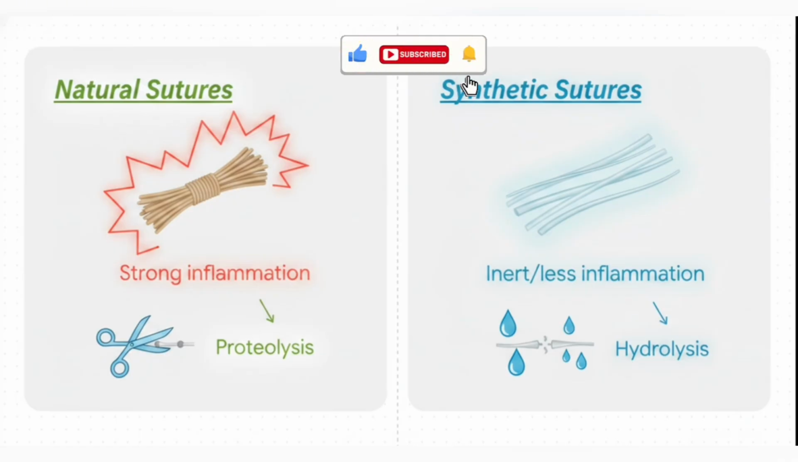Synthetic sutures, like proline and vicryl, on the other hand, are mostly inert. They cause very minimal tissue inflammation, and when synthetic absorbable sutures break down, they do it purely by water, a process called hydrolysis. This is a very core pathology concept directly applied to surgery.